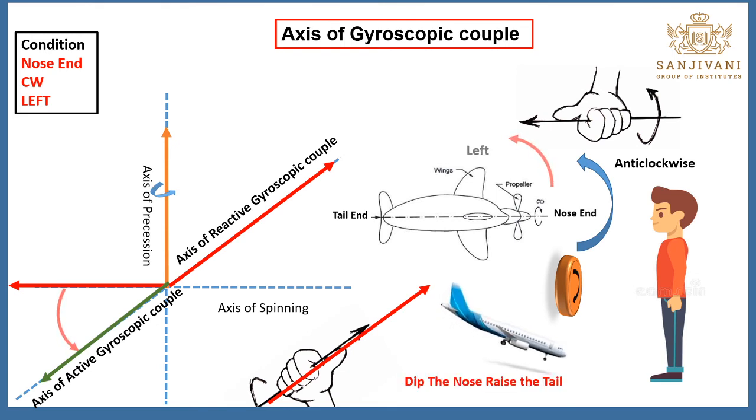That means the nose of the aeroplane is dipping down, and the tail moves in the upward direction, which raises. That means dip the nose, raise the tail is the gyroscopic effect for this condition. When you are looking from the nose end, the rotor rotates in the clockwise direction, and that ship is taking a left turn. For this, you need to study the axis of spinning, axis of gyroscopic couple, axis of precession, and using this concept, you need to find out the actual gyroscopic effect acting on that aeroplane.